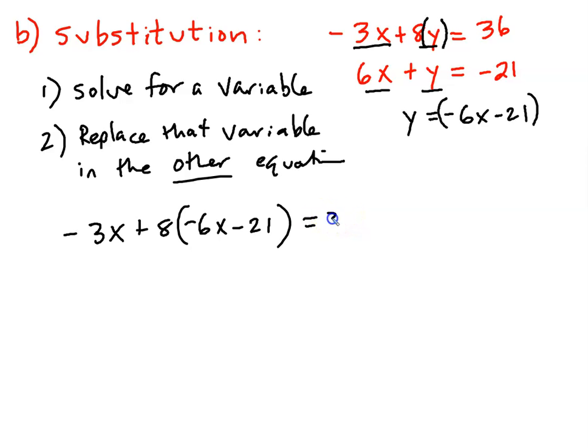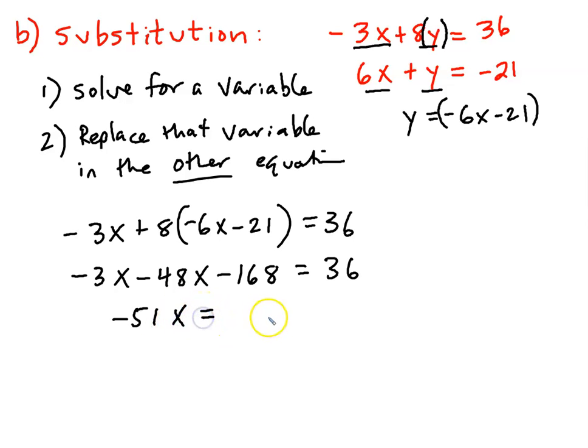And so you can see that we're going to be solving for y. I'm sorry, for x. We're going to be solving for x. All right, so distribute 8. Combine like terms. And if you need a calculator, you're going to be adding 168 to both sides. It's 204.